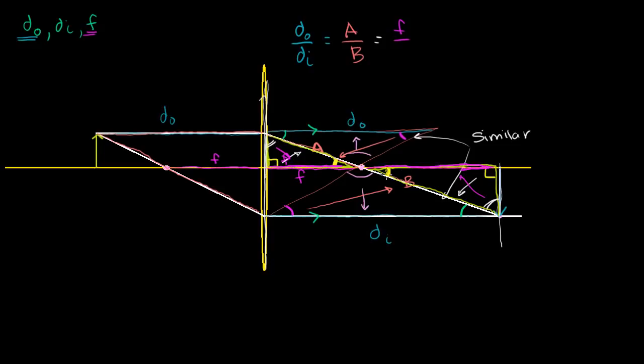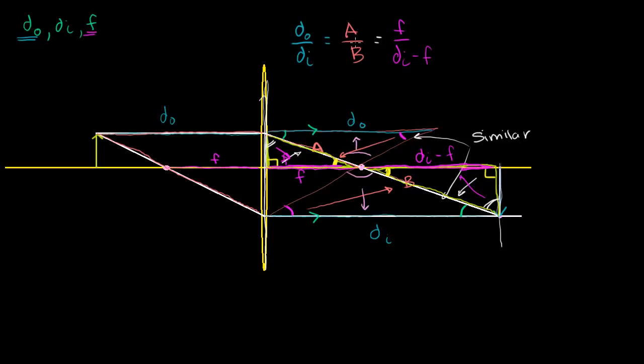Now, what's this length? So this whole distance is di all the way over here. But this length is that whole distance minus the focal length. So this is di minus the focal length. So A is to B as F is to di minus the focal length. And there you have it. We have a relationship between the distance of the object, the distance of the image, and the focal length.